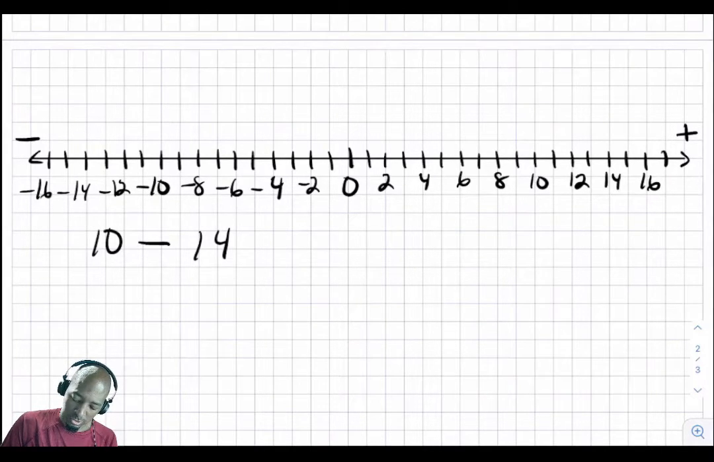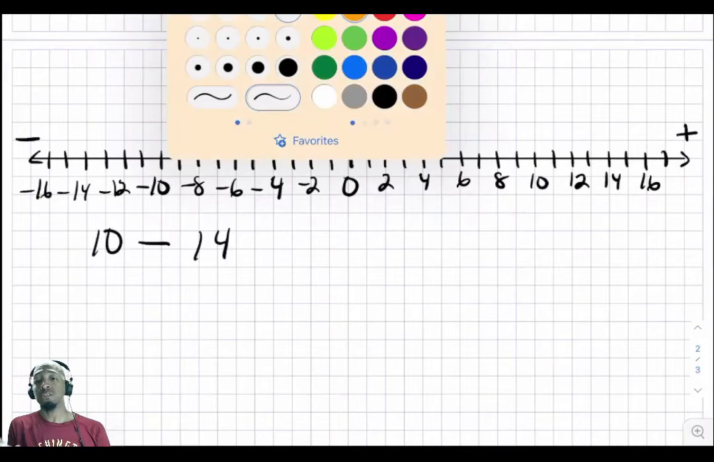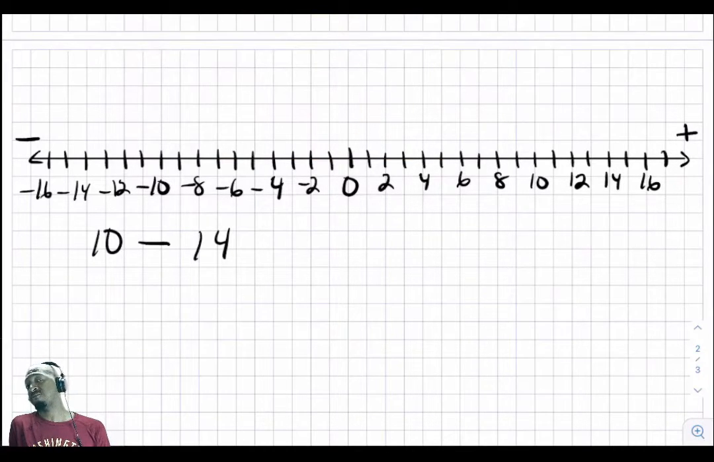Okay, so I'm going to use orange this time to start off. So again, the 10 is positive because there's no sign in front of it. Okay, there's no sign in front of it. So we're going to assume it to be positive.